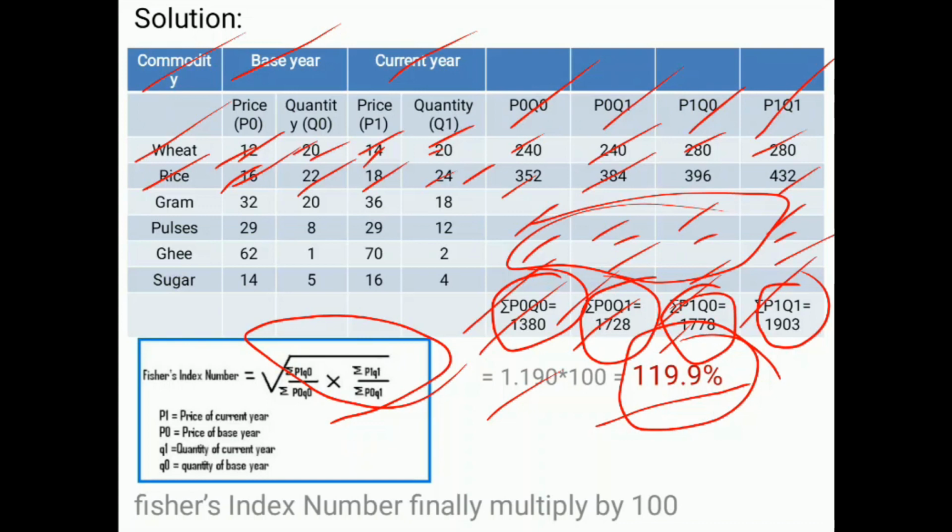So this is calculated with the help of Fisher's index. After finding this Fisher's index number, there are 2 tests to be done. One is the time reversal test and the other one is the factor reversal test. The time reversal test is given by a formula: square root of summation P1 Q0 into summation P1 Q1 over summation P0 Q0 into summation P0 Q1. This is a big formula. Students need to remember this formula.